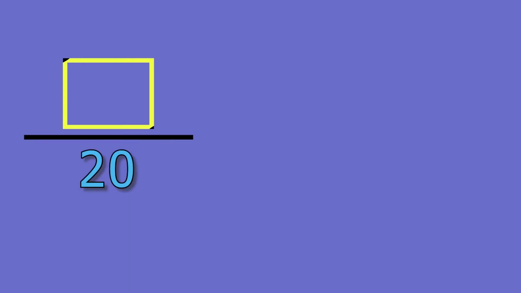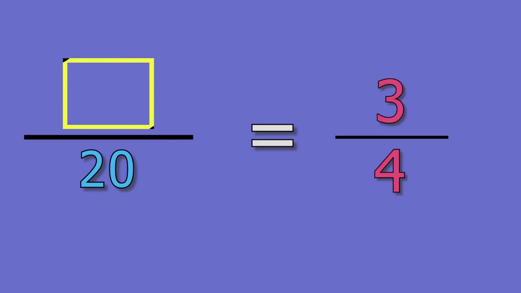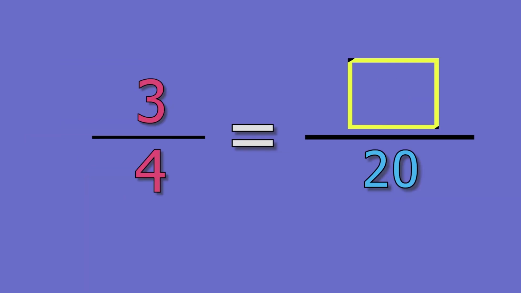So let's write this situation into an equation. We have an unknown amount of pieces from the cake. Out of the 20 pieces that make a full cake, this unknown fraction will be the same as 3/4 of the cake. And since these fractions are equal to each other, we can actually flip this equation around. So these two fractions are supposed to be equivalent.